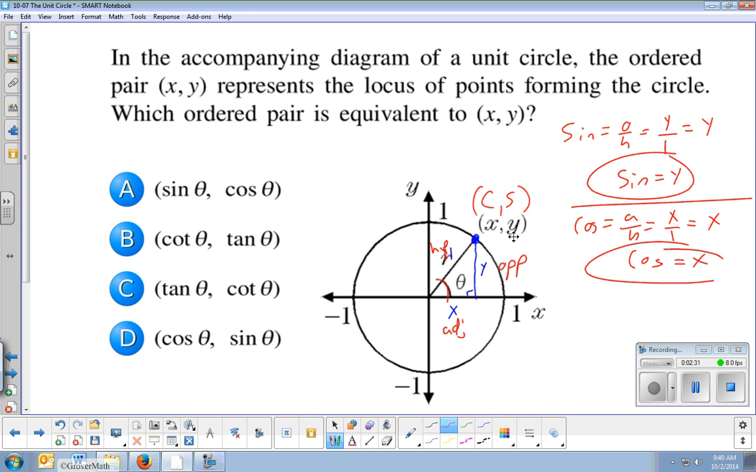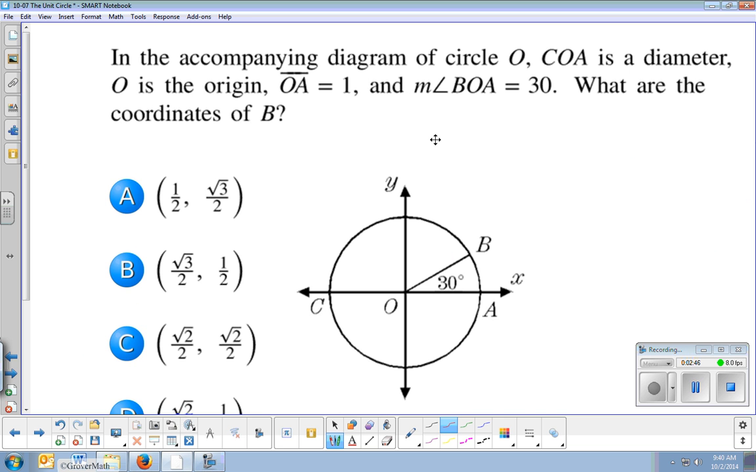So just remember that cosine is x, sine is y for points on the unit circle, and that's exactly what this question was asking, that x, y is equivalent to cosine theta, sine theta. So that's what we're going to use to do the rest of these problems. Now, the rest of these get into the exact value features, and so let me give you the exact values of the key reference angles.